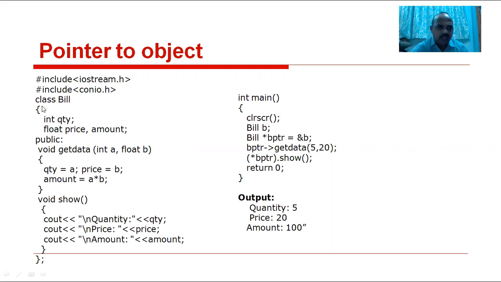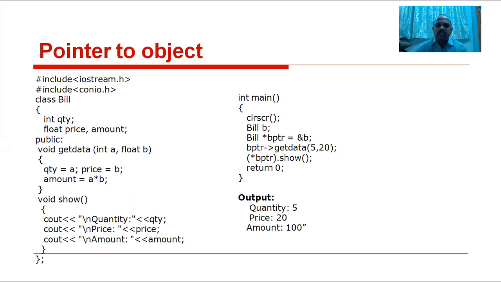Here this is the bill class. Quantity, price, amount. These are the members. So I defined them privately. I didn't mention private, which is the default visibility in C++. Private is the default visibility. Clear? Then here public void get data. This is the get data method. Simply assign values in these variables. Here the show function is used to display quantity, price, and amount.